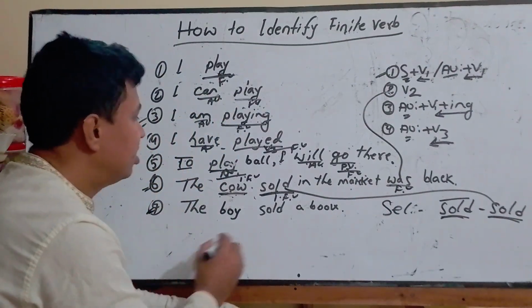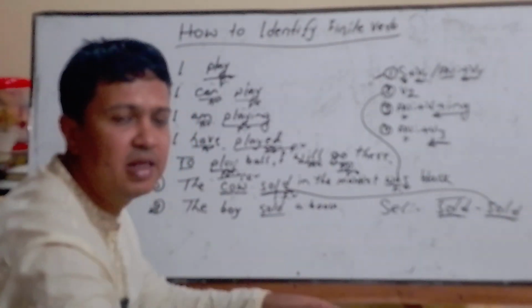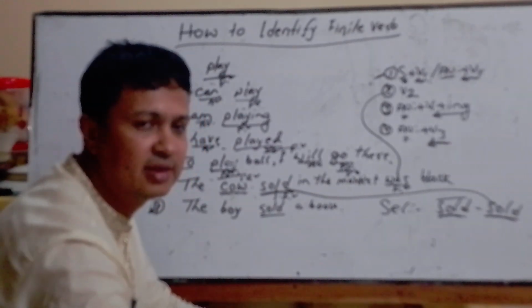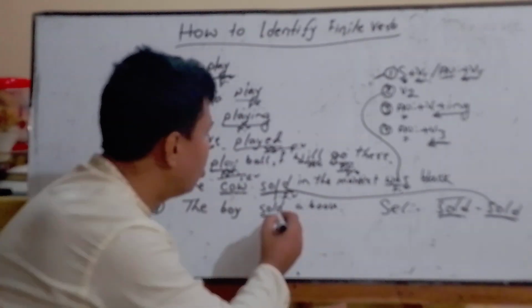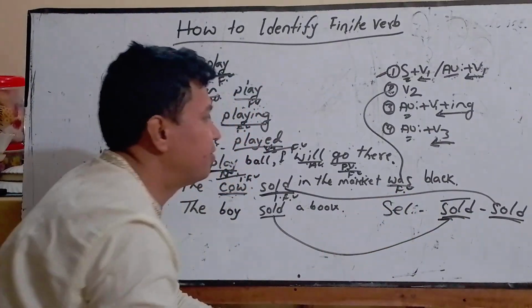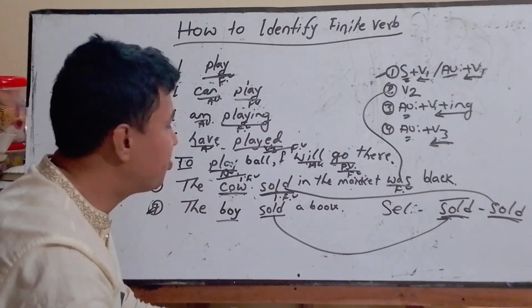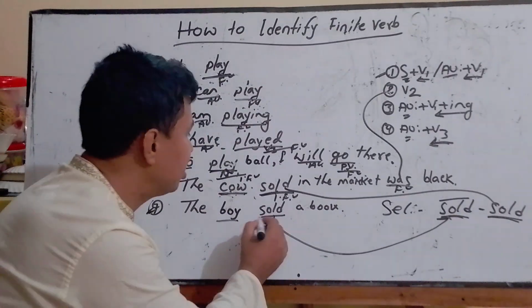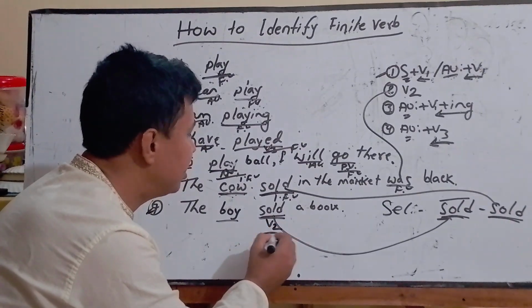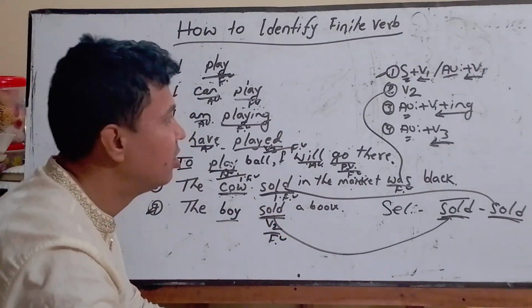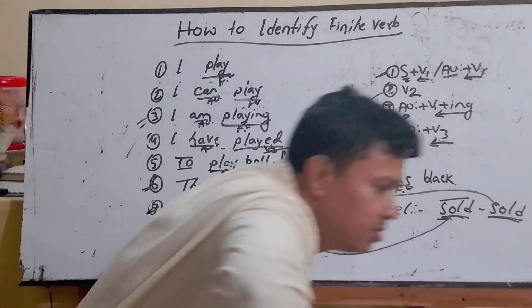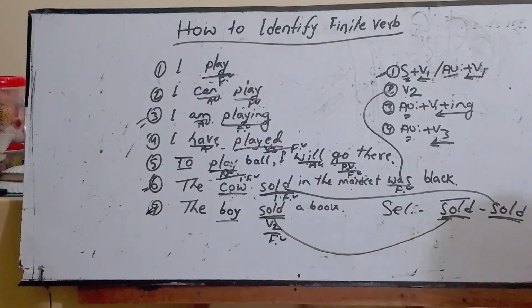Question number 7. Here "sold." Here again "sold." This verb has come here. "Sold" is a verb 2, a finite verb, because the boy has the capability or ability to perform its action. That's why "sold" is verb 2 here, and it is a finite verb. Okay, let's go. What is it?